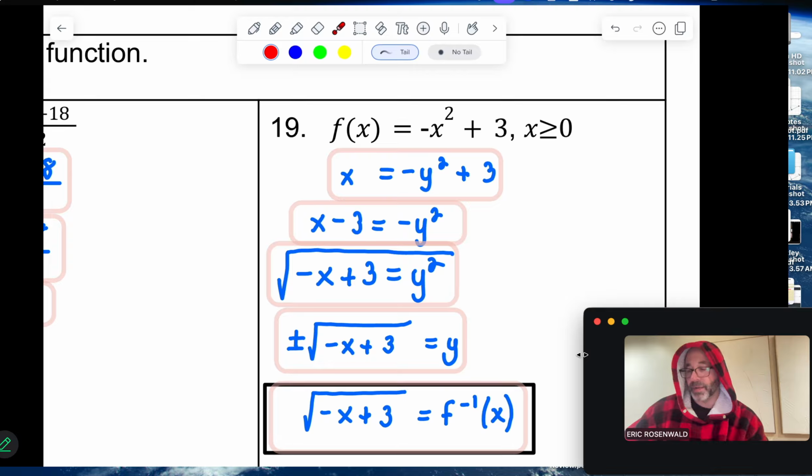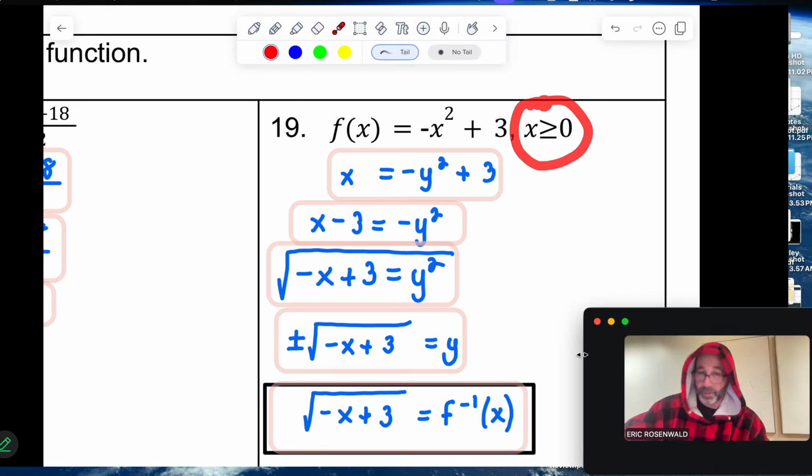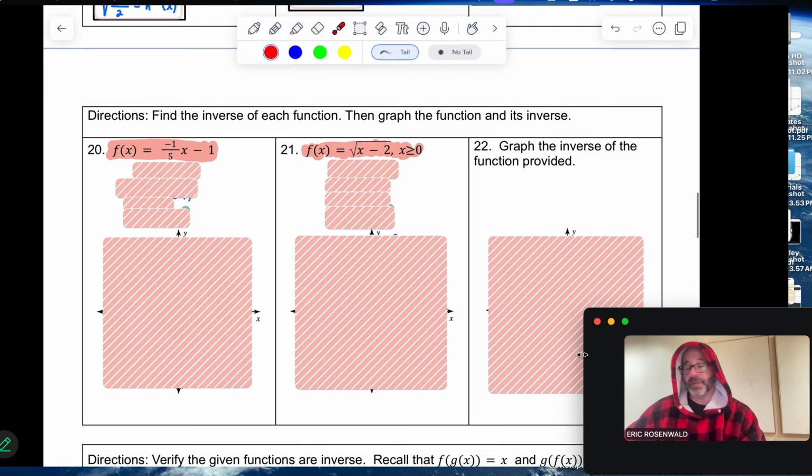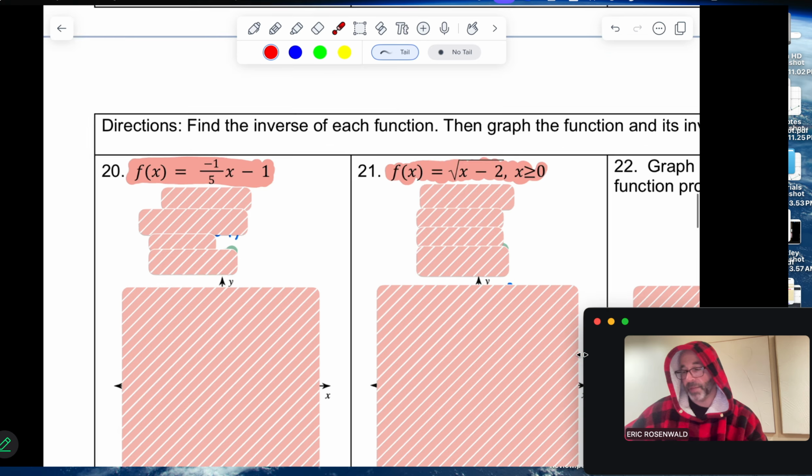But due to our domain restriction there, it says we want it to be greater than 0. That means we don't use the negative, so it's going to be the positive instead of the negative. Okay? All right, let's do some more inverse problems, but this time we're going to actually be doing the graphs of both of them. Okay?